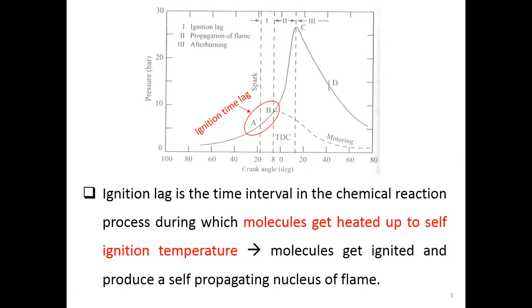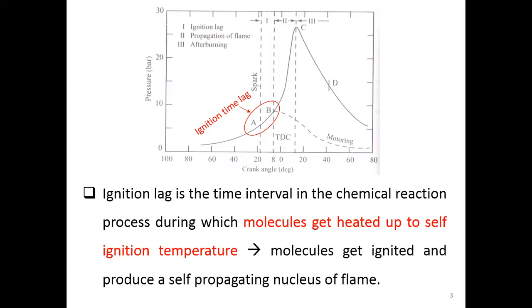So overall, during this ignition lag stage, the molecules get ignited and produce a self-propagating nucleus of flame. When we talk about flame, it means combustion starts to happen. Without flame, no combustion. So if you see the flame start to happen, that is the start of combustion. The ignition lag stage is the time for the molecules to heat up until the temperature goes up to self-ignition temperature.